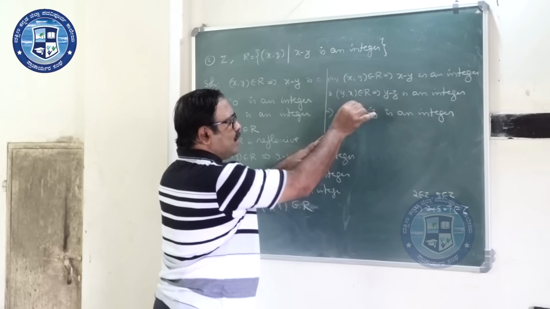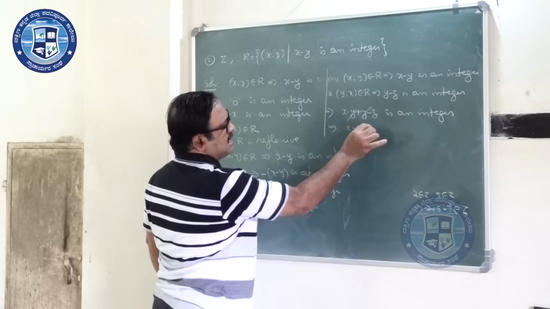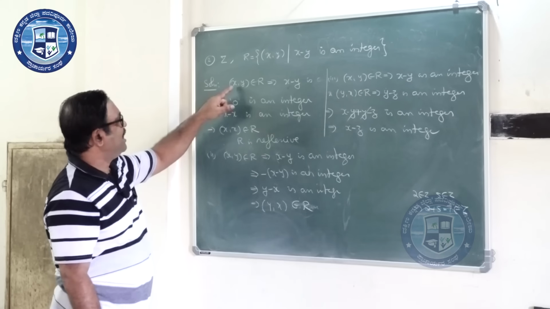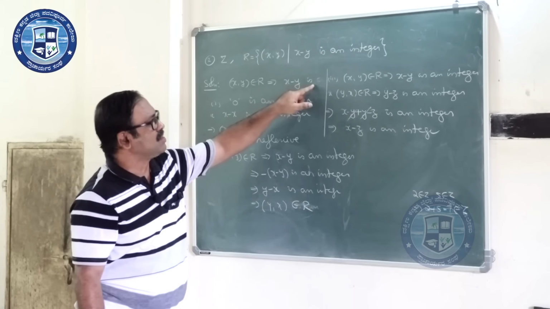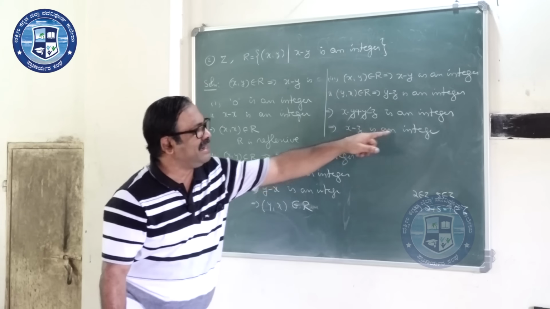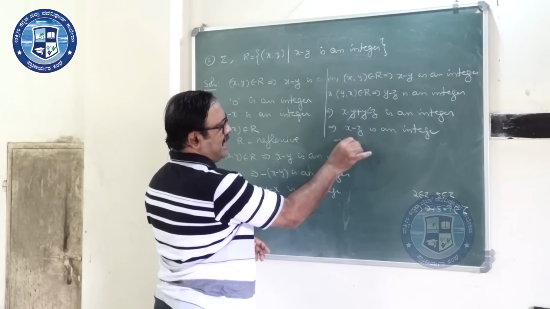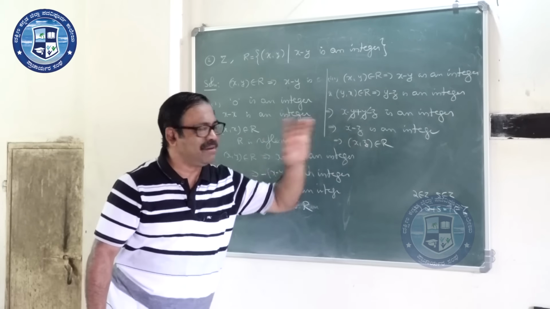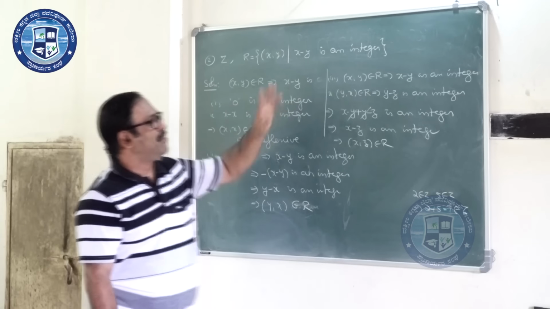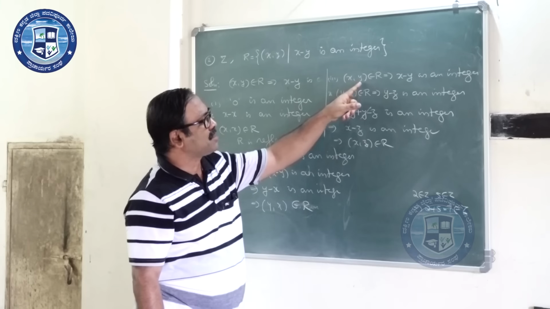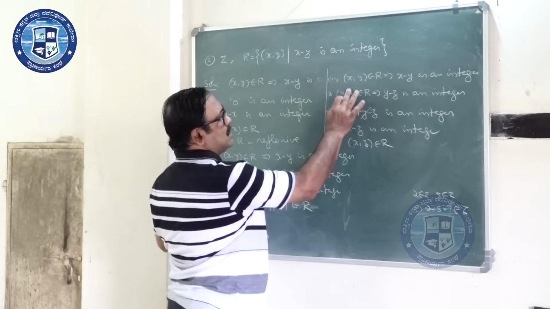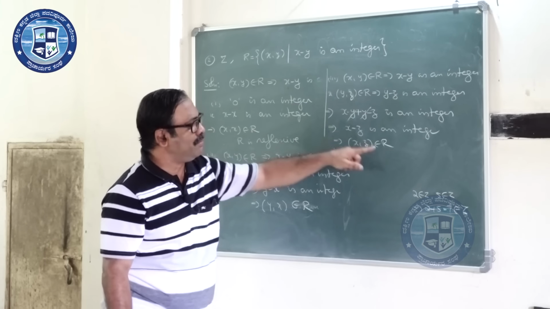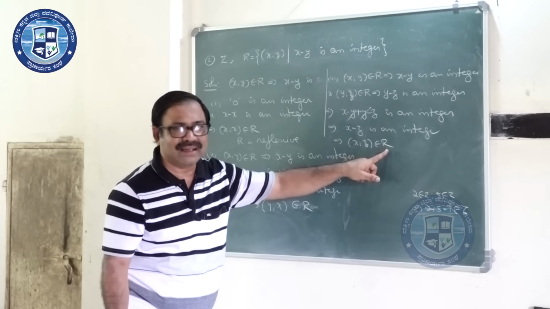Now what about this y? It cancels. So x minus z is an integer, correct? Now what is the conclusion? Go to this: x comma y belongs to R, x minus y is an integer. Now x minus z is an integer, therefore x comma z belongs to R. So we have written x comma y belongs to R, y comma z belongs to R. Now what do you find? x comma z belongs to R. What is the conclusion? R is transitive.